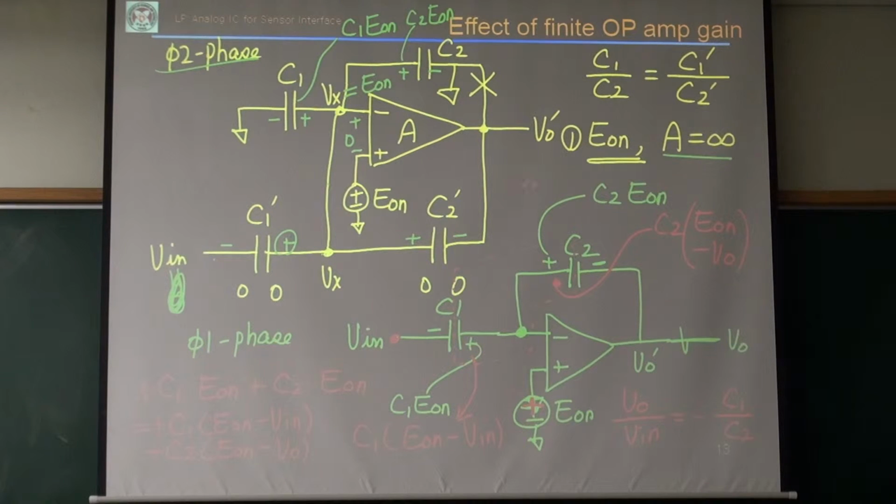Second case. Say I assume input offset voltage is 0. I assume my gain is small. Okay? We just separate the issues.